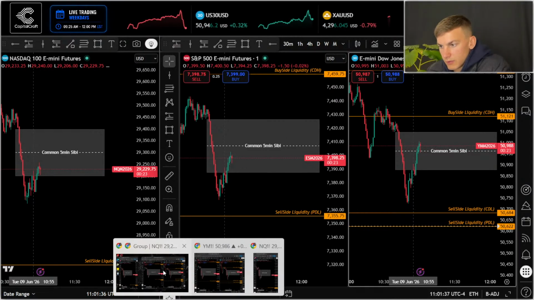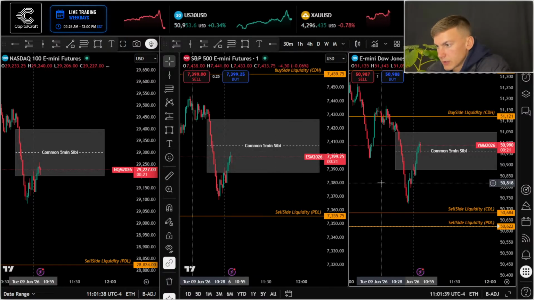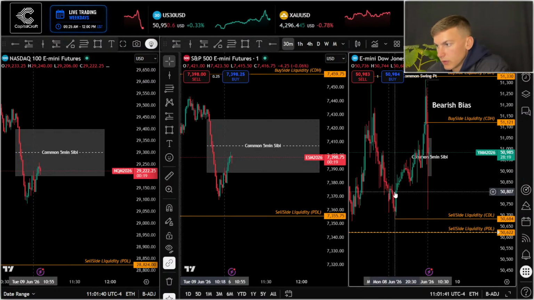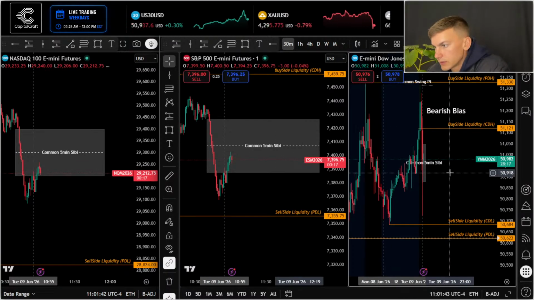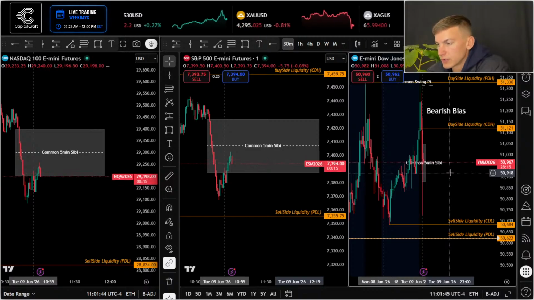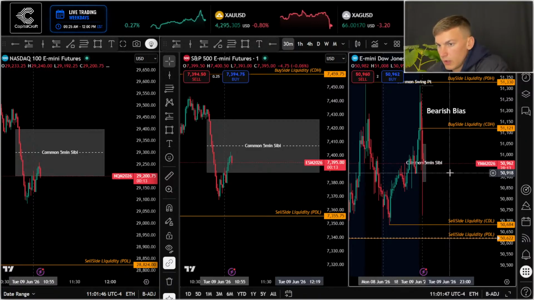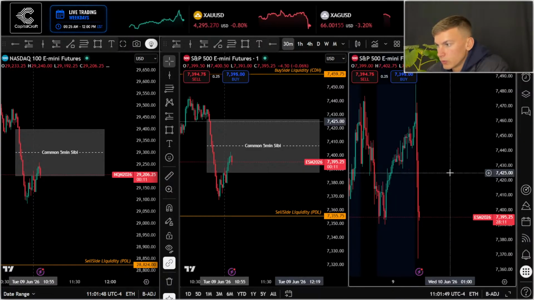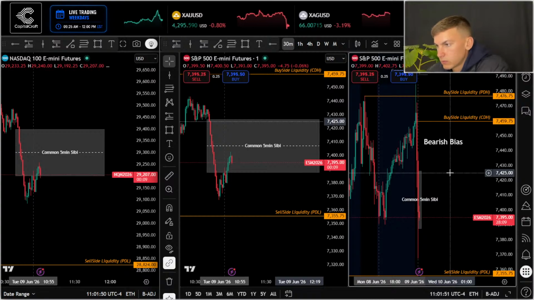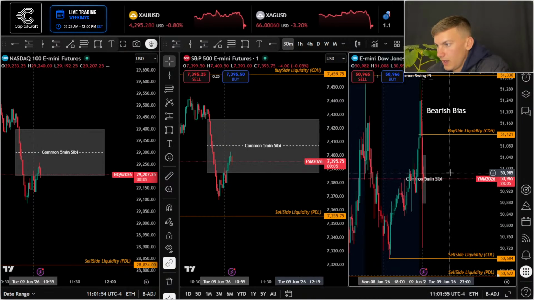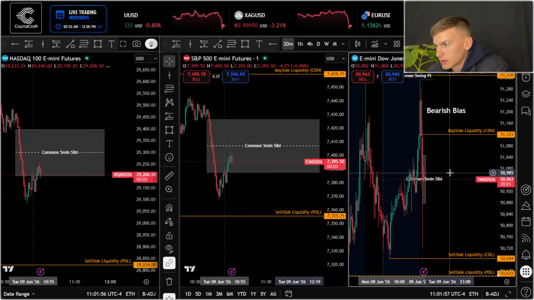Alright, so let's dive back in here. What I am interested in seeing is what the Dow Jones did on the 30-minute time frame. It's still not changed its state of delivery, whereas with the S&P, long gone.